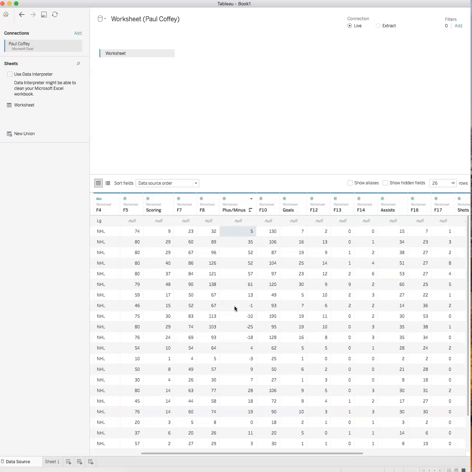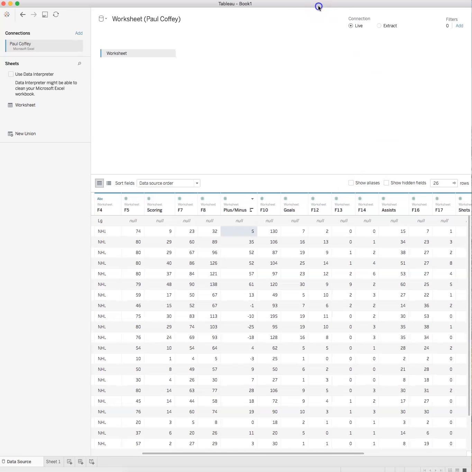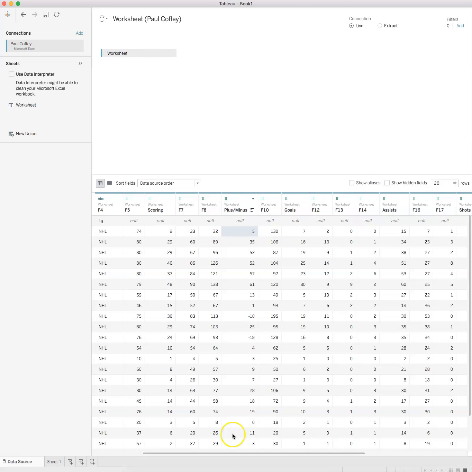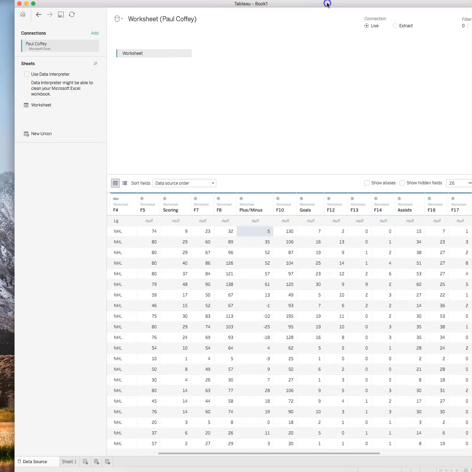Plus minus is a simple measure. Whenever a player is on the ice, it gives a plus for every point that's scored while the player is on the ice, and a minus for every point that's scored against when the player is on the ice. Good defensemen should have a positive plus minus ranking, meaning that they're on the ice giving up fewer goals than when their team is scoring goals. They're defending against those goals being scored.